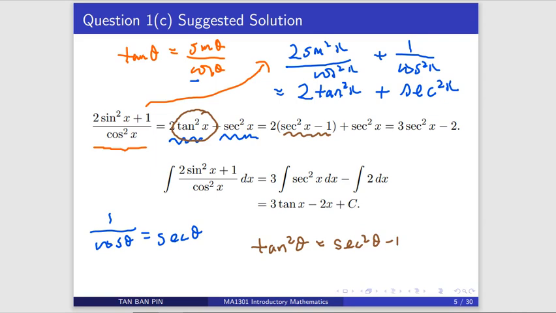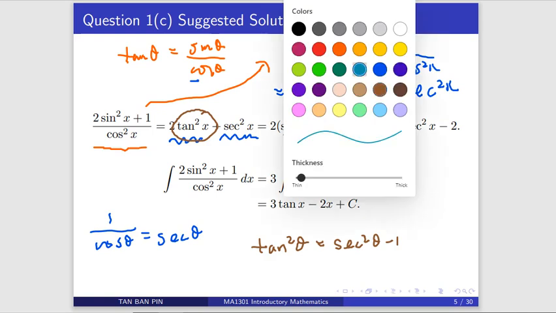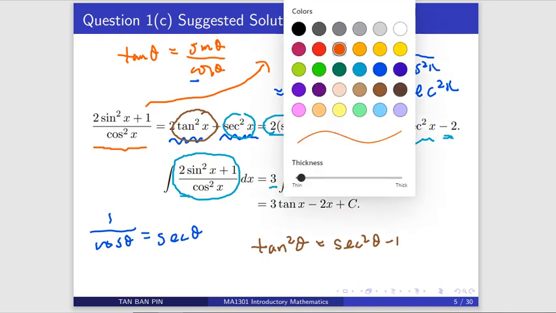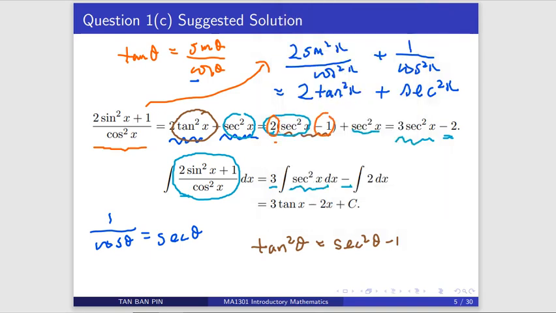So you change it, and then you expand it out. You'll find that it should give you 2 secant square plus another secant square from the 1 over cosine square, right? So it's 3 secant square x minus 2. So which means to integrate this trigo fraction is just 3 times the integral of secant square x, minus 2. There's a 2 times minus 1, so minus 2. So integrating 2 will give you 2x. So the final answer is 3 tangent x minus 2x plus c.